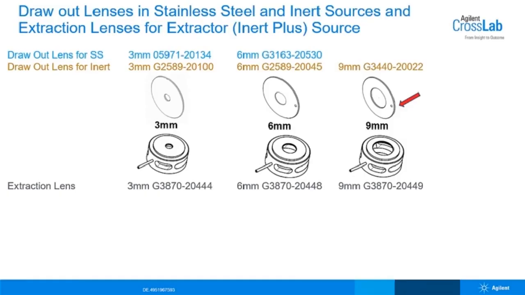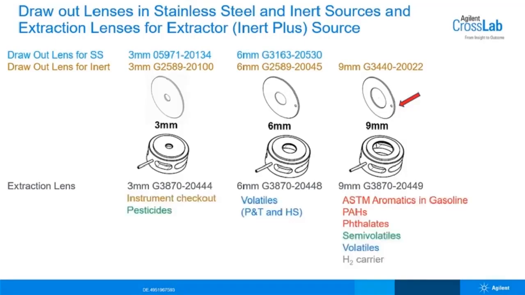There are inert draw-out plates and extraction lenses in all 3 potential diameters, 3, 6, and 9 millimeters. Each lens or draw-out plate does better for specific analyses, as we briefly discussed before for semi-volatiles and PAHs. Semi-volatiles and PAHs and some other analyses, like using hydrogen carrier gas, do best with a 9 millimeter lens, while pesticides in food and your instrument checkout will work best with a 3 millimeter lens or draw-out plate.